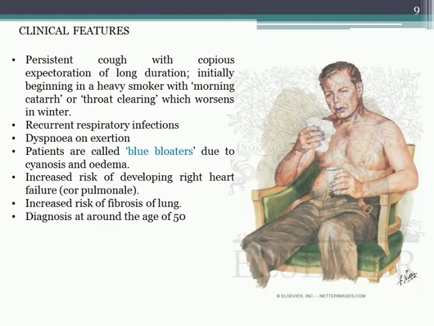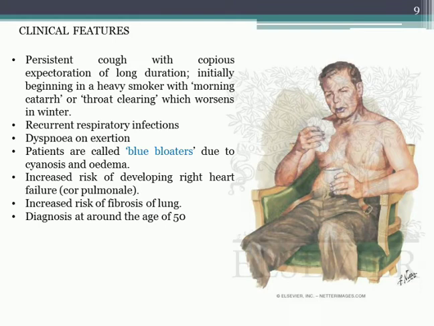The cough will be there with excessive, copious expectoration. It initially begins in a heavy smoker with morning catarrh or throat clearing. There is an obstruction in the airway that causes the patient to wake up in the morning producing a clearing sound. That is the morning catarrh, which worsens in the winter. Also in chronic bronchitis there will be recurrent respiratory infections, and dyspnea on exertion.